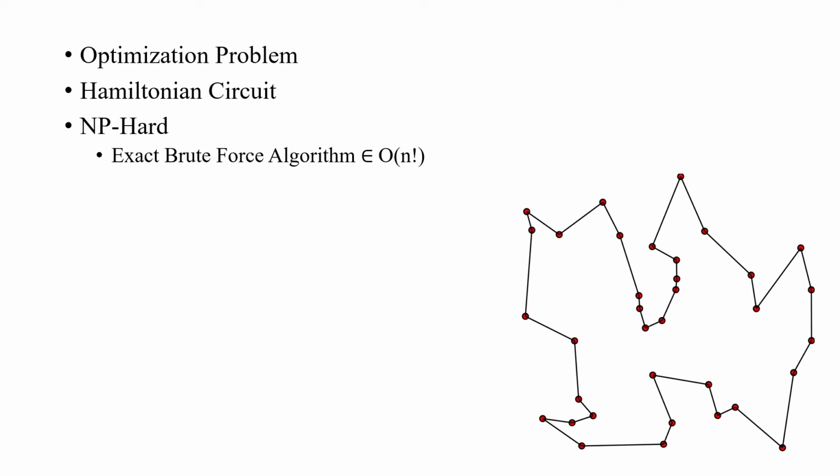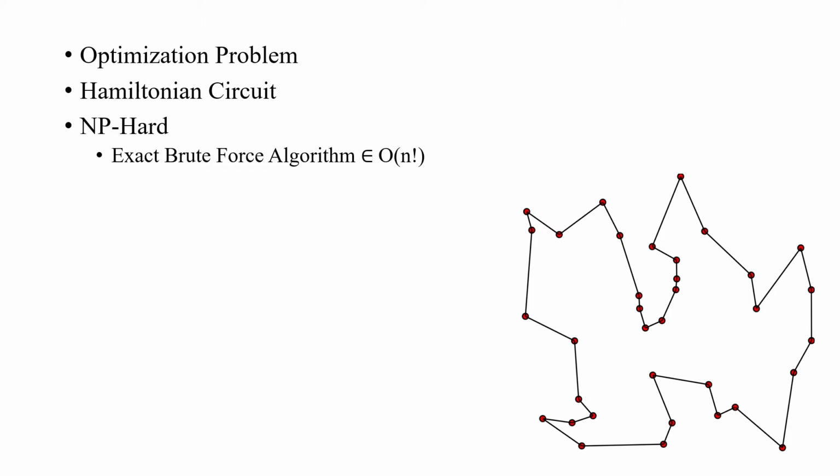Essentially, the problem is an optimization problem. The idea behind it is that it is about a salesman who has to travel to n cities, where he only has to visit each city once, and then return to the original city.